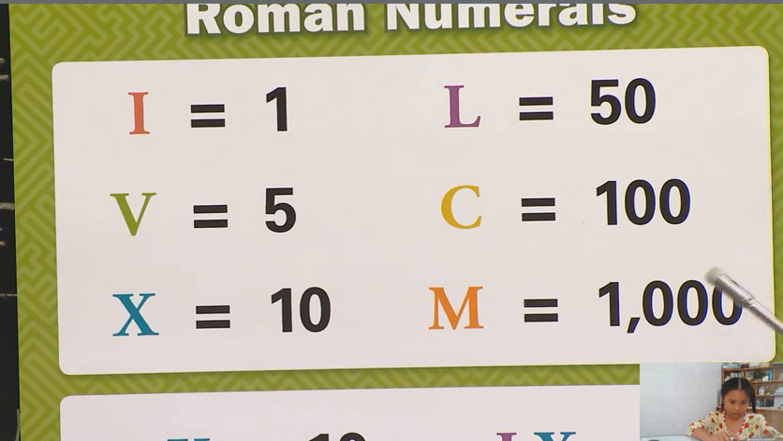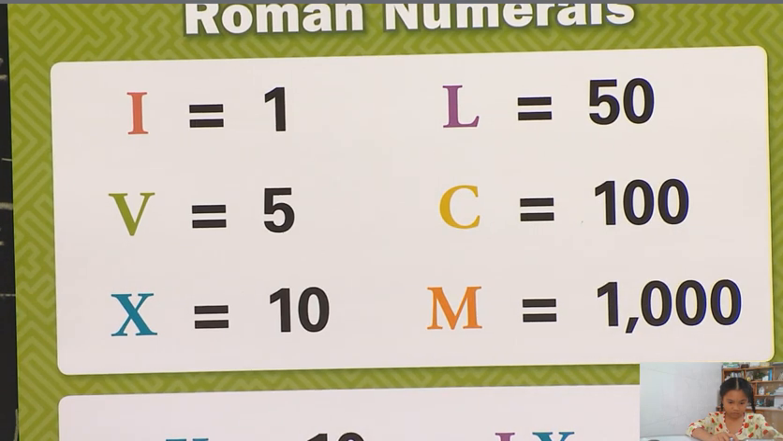The letter C equals 100. Think of the word century. A century is 100 years. A cent, there are 100 cents in a dollar. So when you think C, think 100. C equals 100. M equals 1,000. So these are the next groups.